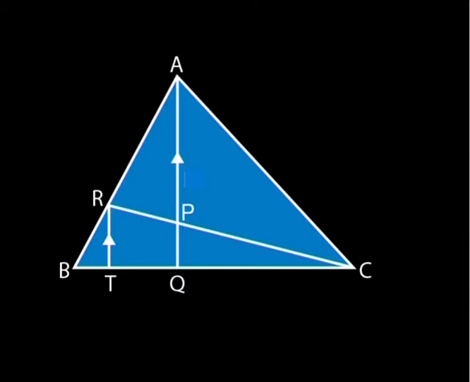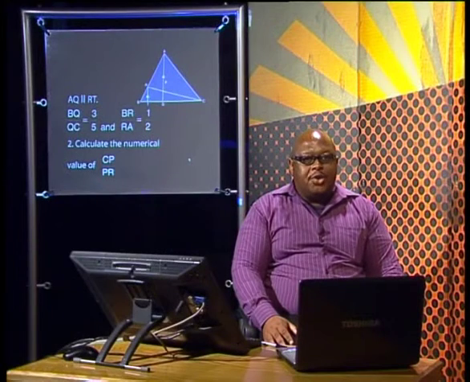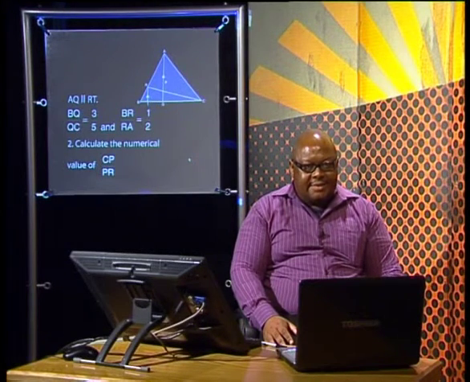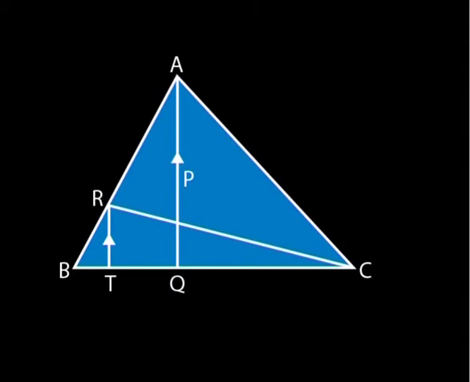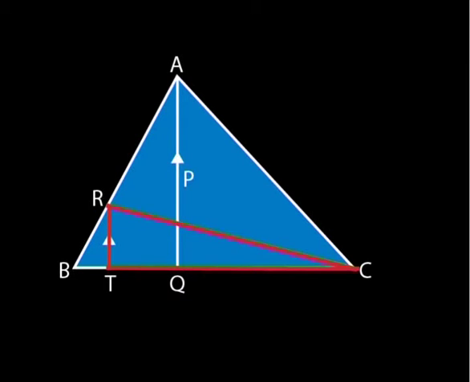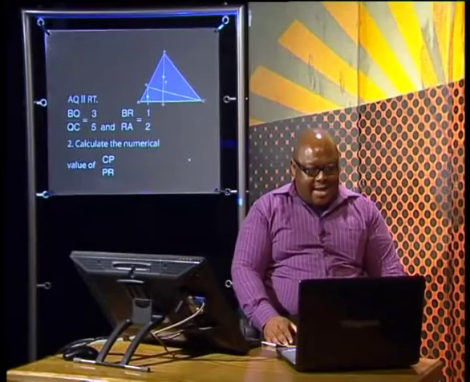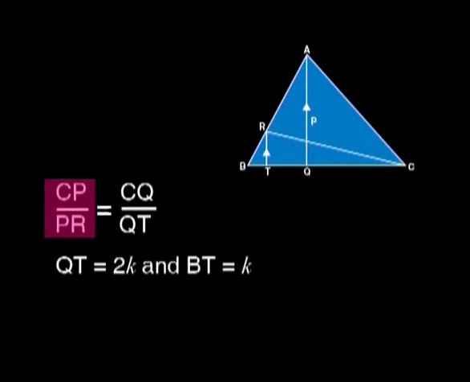Identify the triangle that has CP and PR as one side. Are you going to use triangle BRC or triangle RTC? Be careful, the proportion theorem can be used on triangle RTC, but it cannot be used on triangle BRC. Do you know why not? We don't have a line parallel to one of the sides. Yes. So in triangle CTR, we know that CP divided by PR is equal to CQ divided by QT.